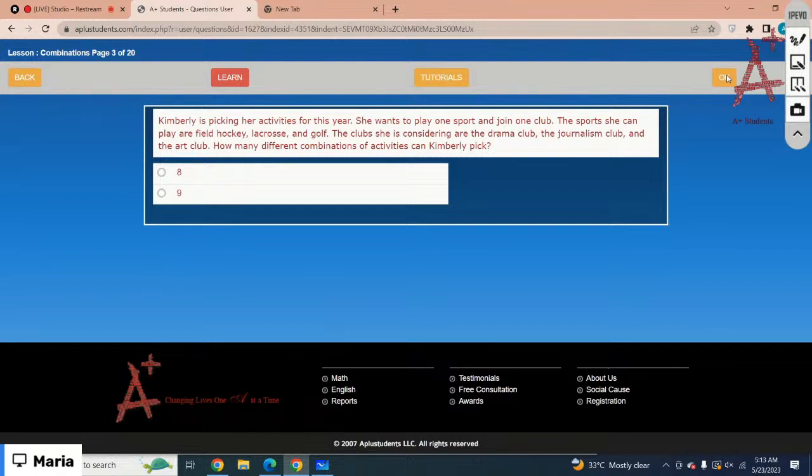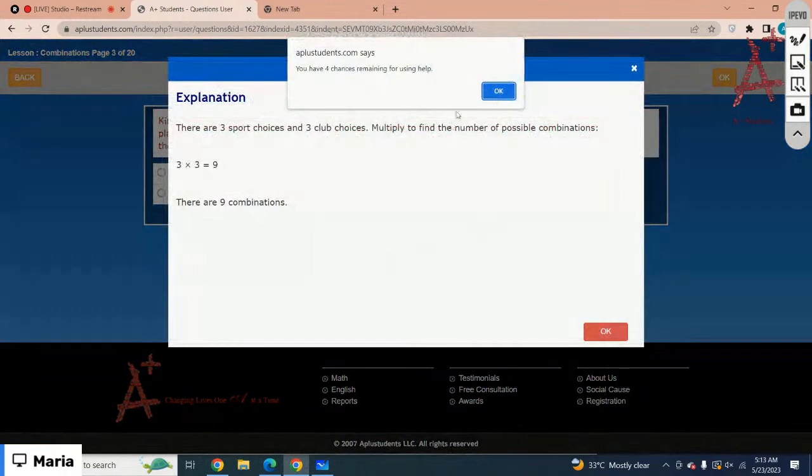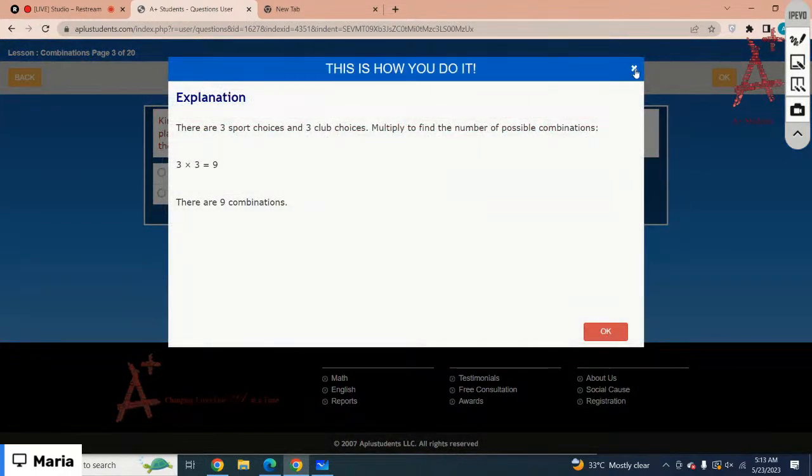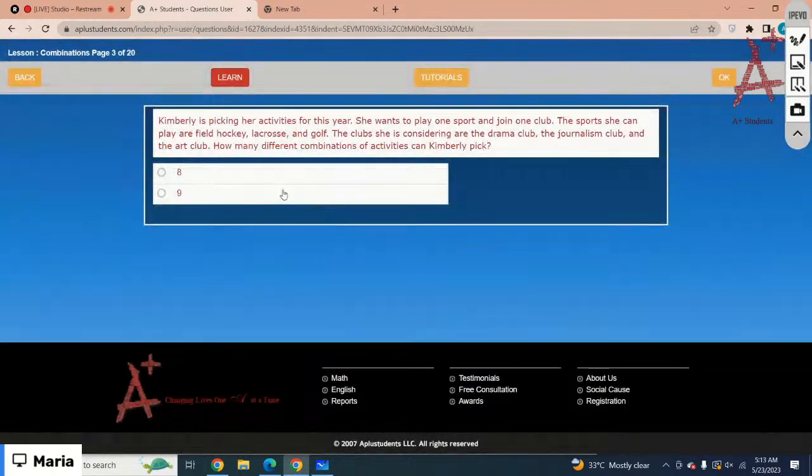So, activities you have to select. The clubs are drama club, journalism club, and art club. So that means 3 times 3 sports. It would be 9. The correct option is 9.